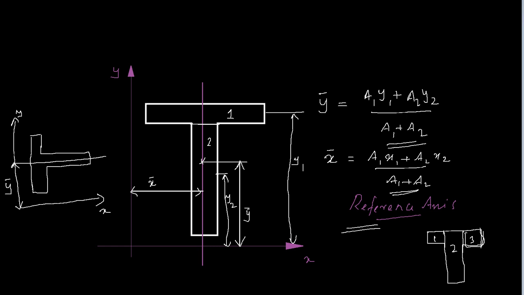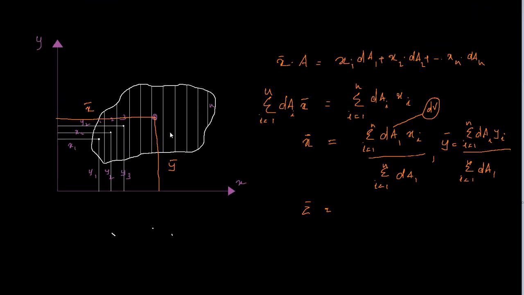And then you need to find the smaller areas and their corresponding x and y distances from the axis, and then apply any of these equations. You can find the centroid of an area. We'll do some example problems in the next videos.